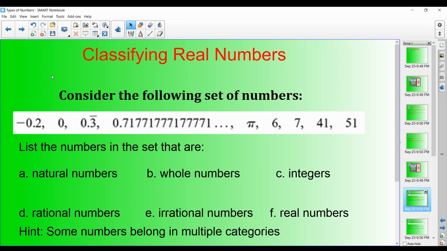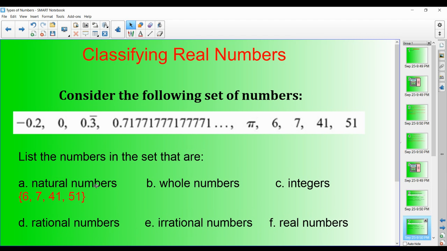Now, this is our example. Let's see, we have the set of numbers 0.2, negative 0.2, 0, 0.3 repeating, this giant decimal, pi, 6, 7, 41, and 51. So natural numbers were all of the positive whole numbers. So just the last 4 in the list.